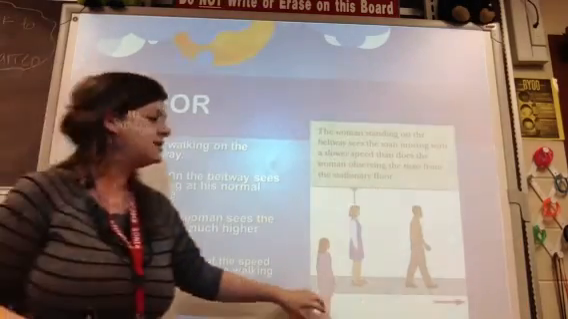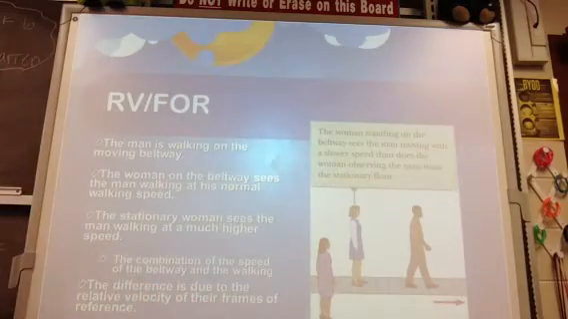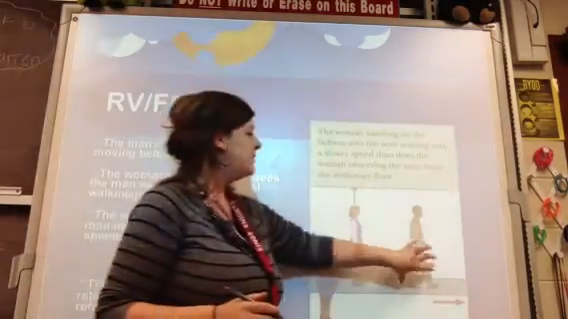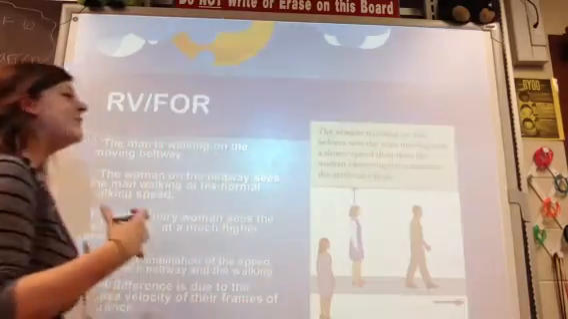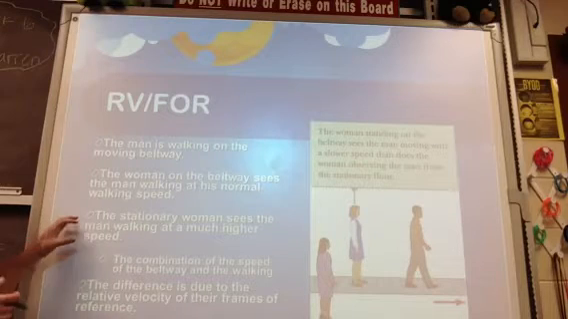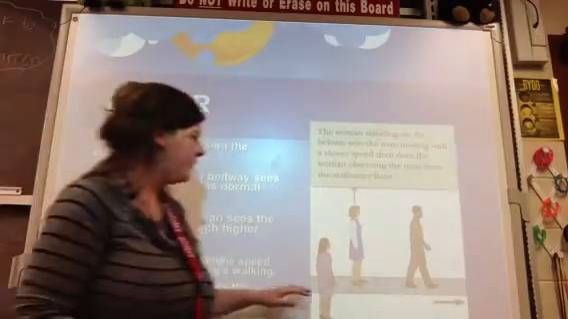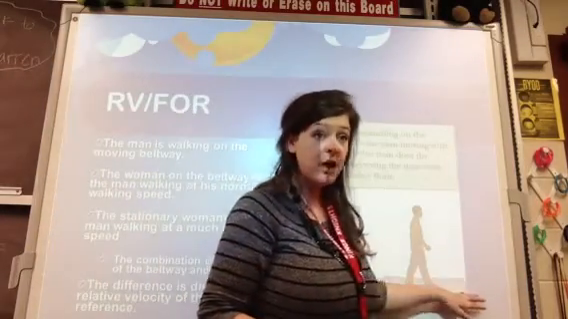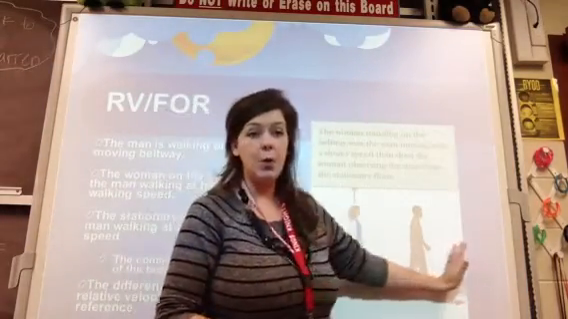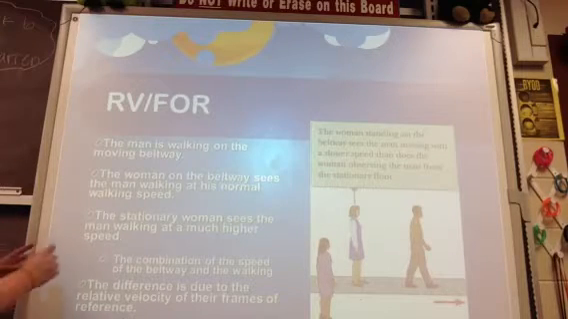But I also have this stationary woman standing off to the side, not on the beltway at all, and she'll observe this man walking with a much faster speed, just because of her frame of reference. She sees that because I have a combination of this beltway that's moving and this man walking on the beltway that's also moving. So this difference is just due to their relative velocity and their frames of reference.